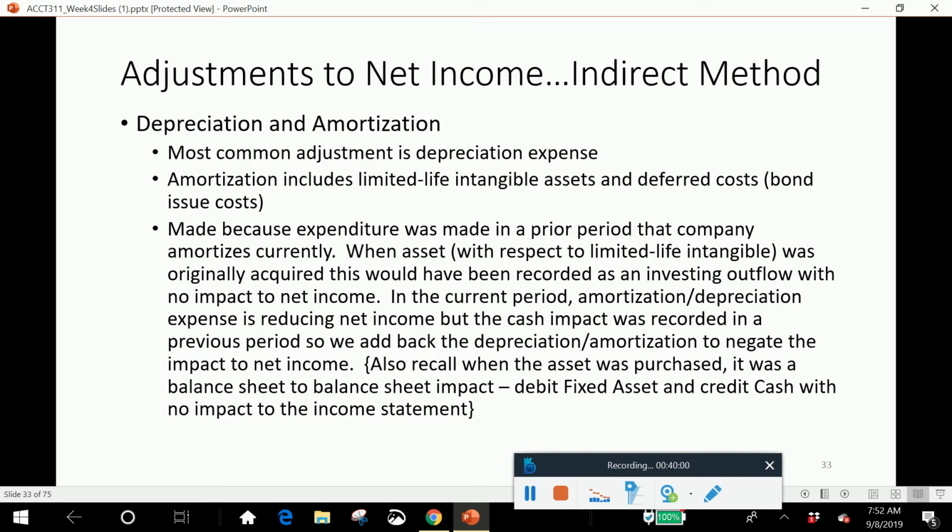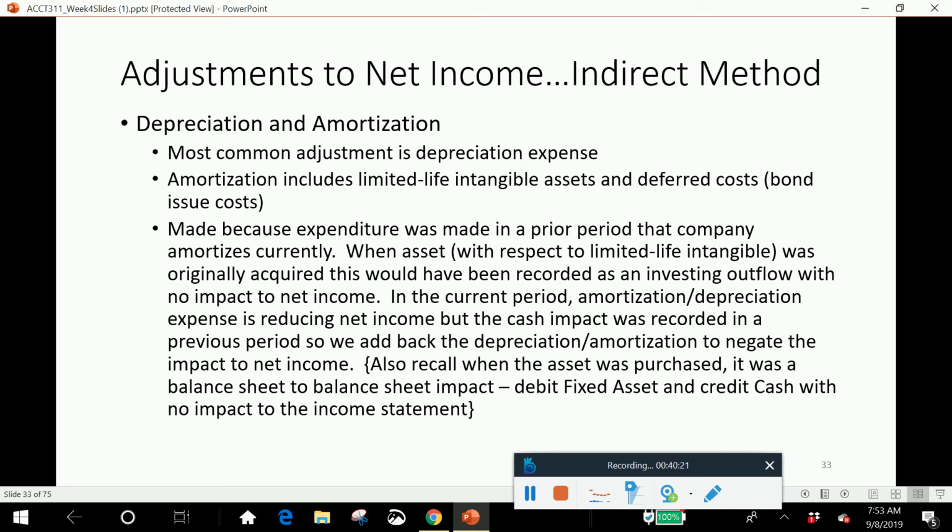Okay, so now we're going to talk about some of the adjustments to net income more specifically. And my hope is that by going through some of these, it'll make a little bit more sense why we're making some of these adjustments. So we already talked a little bit about depreciation, and this is the most common adjustment.